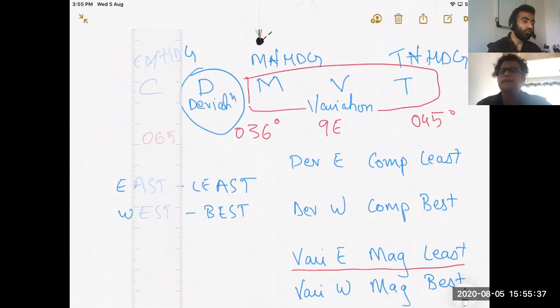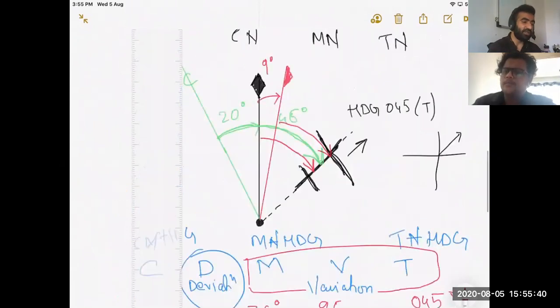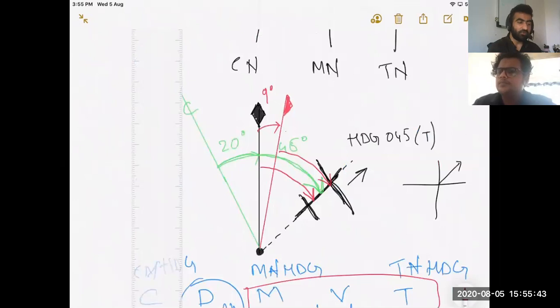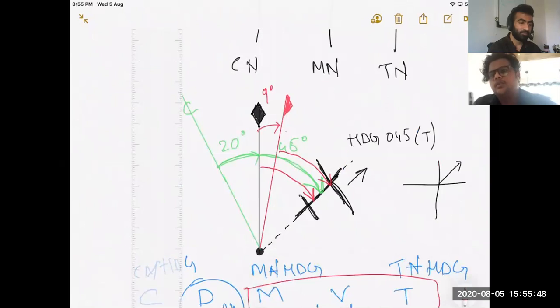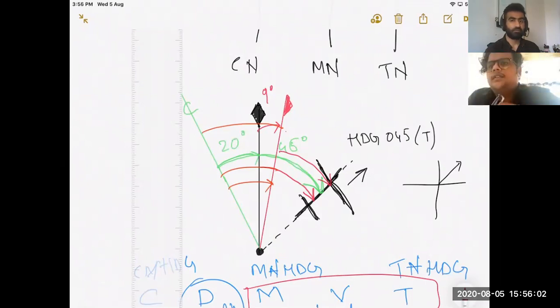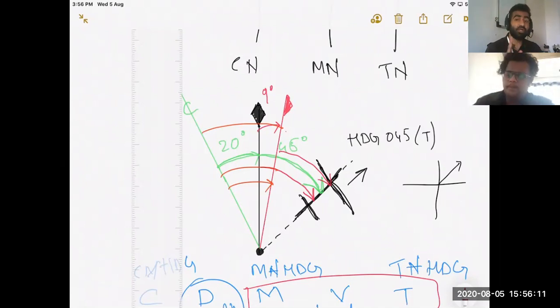Now you find out deviation. Deviation is the angular difference between the magnetic north and the compass north. This difference, you can calculate how much this is. This will be 36 and 20. So, write down the definition: the difference between the compass north and the magnetic north. It's the magnetic north and not magnetic heading.